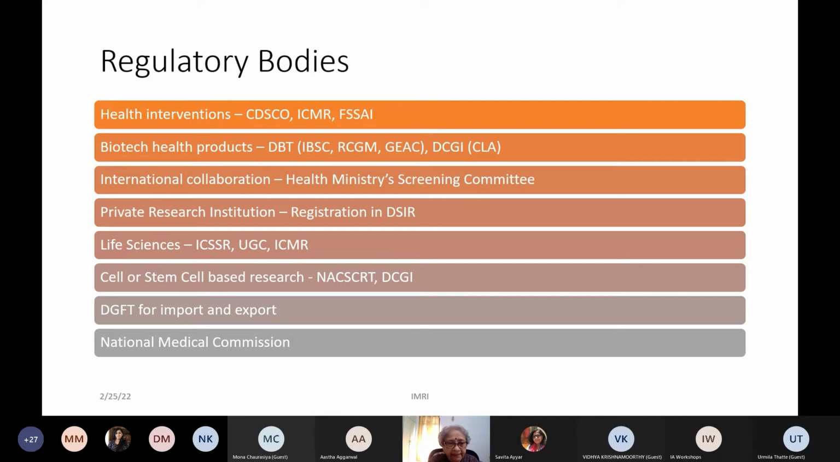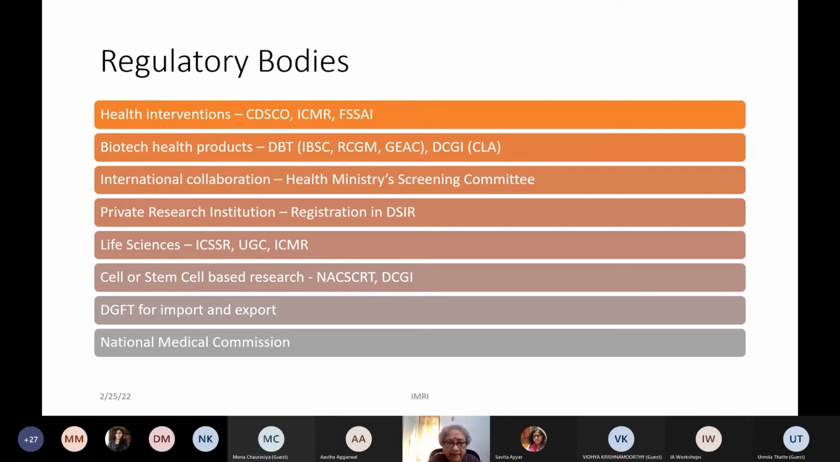When you are contemplating international collaboration, it is important to understand that there is a Health Ministry Screening Committee which has to approve such a project. Mainly it is for the interest of the researchers, protection of their IP, and also to see that there is no sensitive information going out of the country which could actually jeopardize the interest of the country. Private research institutions have to actually register in DSIR, otherwise they cannot get funding or utilize it for research.